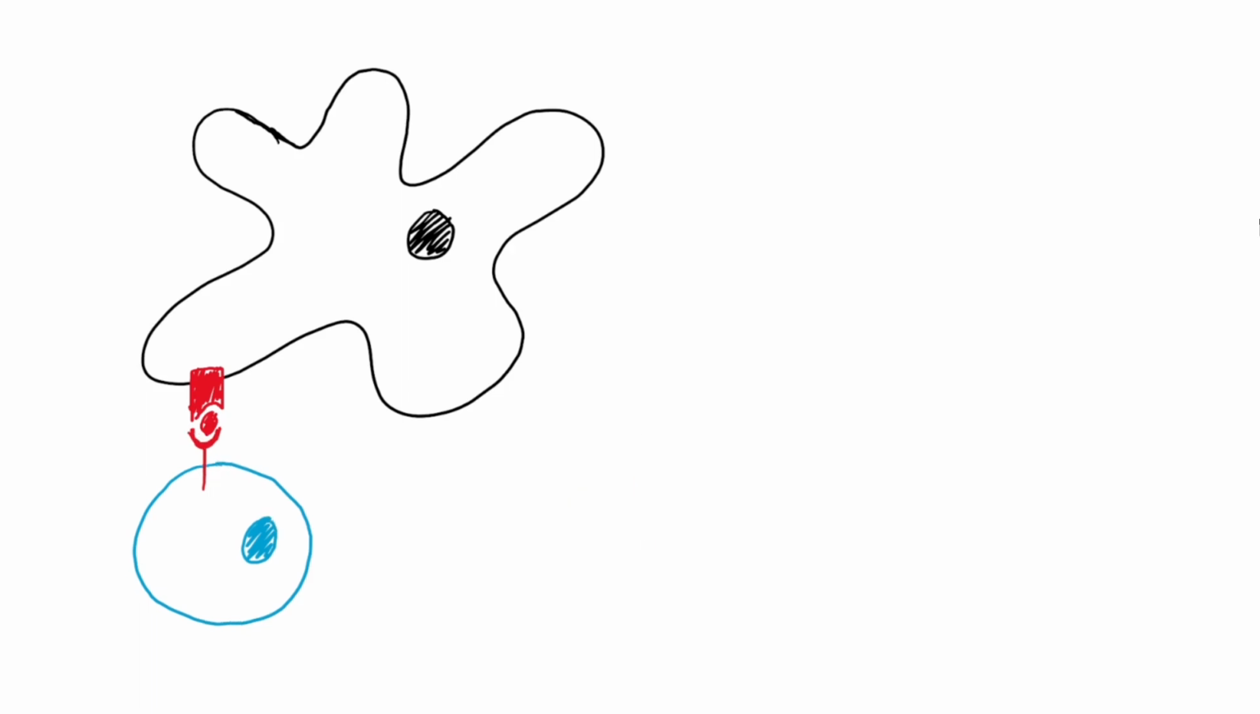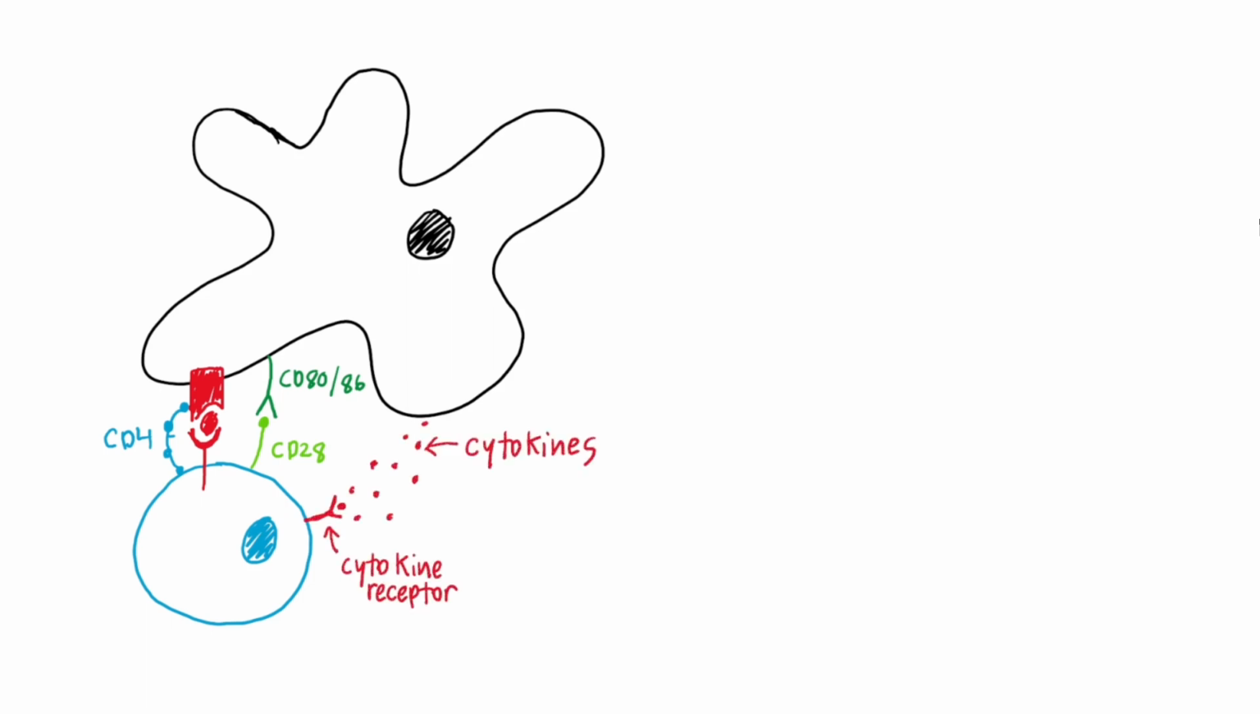Once this happens, the helper T cell will then strengthen this binding with a molecule called CD4. After this, the antigen-presenting cell will express co-stimulatory molecules called CD80 and CD86, which will then be bound by CD28 on the T helper cell, giving the T helper cell the second signal. Finally, once this has happened, the antigen-presenting cell will release what are called cytokines that will bind to the cytokine receptor on the T helper cell, giving it the third and final signal, thus activating this T helper cell.